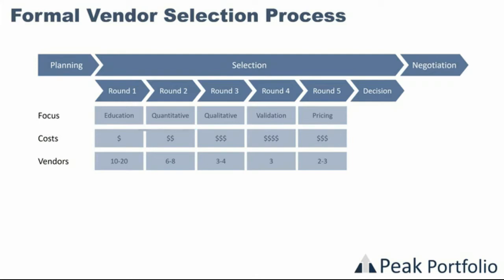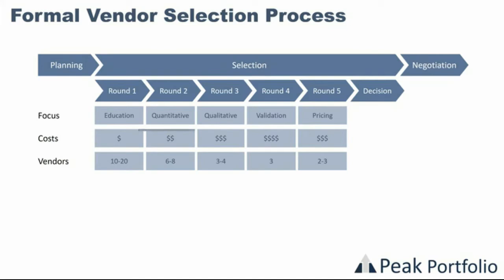Round 4 is typically the most expensive, especially if you're doing a production pilot. So you're definitely going to want to get it down to your finalists before you get into any kind of validation. And then pricing is going to have some travel involved if you're doing face-to-face negotiations. So you want to get that down at least to the top 2 or 3 before you start getting into that.